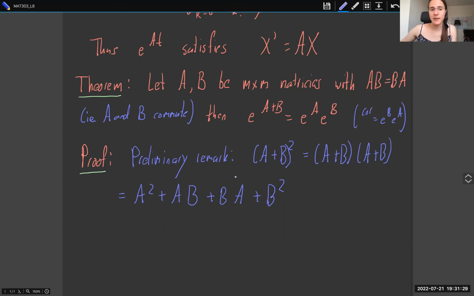So since they commute, and the way that we write that they commute is if we write [a, b], with braces around it, that means the commutator. That means ab minus ba. Since ab minus ba is equal to 0, this is equal to a^2 + 2ab + b^2.